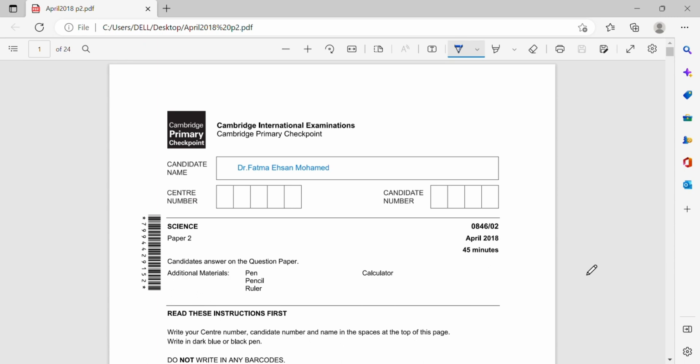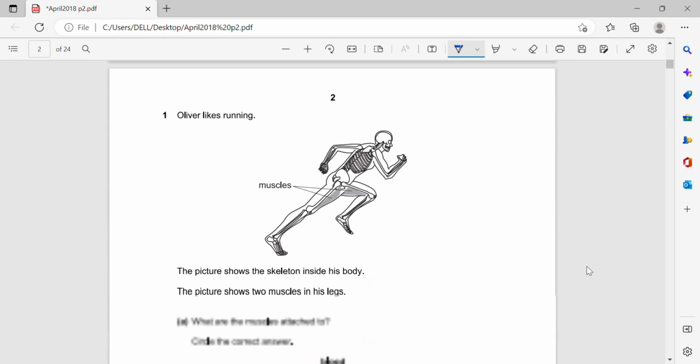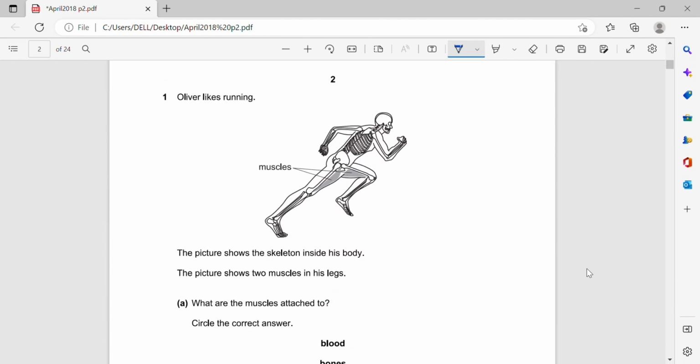Today we are going to solve Cambridge Primary Checkpoint Exam, April 2018, Paper 2. Question number 1. Oliver likes running. The picture shows the skeleton inside his body. The picture shows 2 muscles in his legs. What are the muscles attached to? In the skeletal system, the muscles are attached to what?